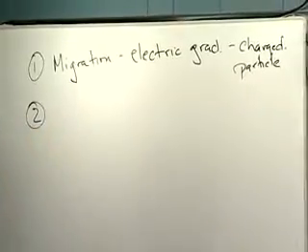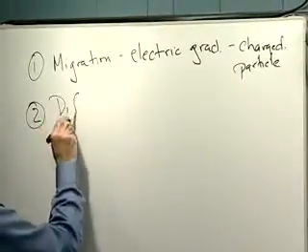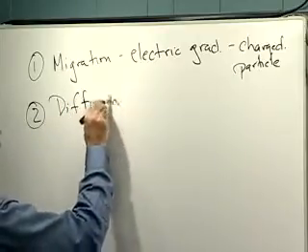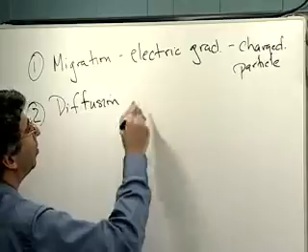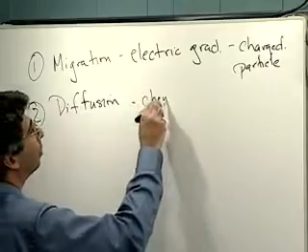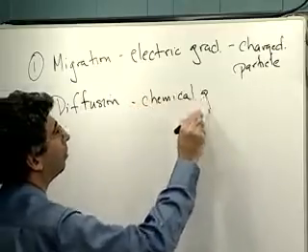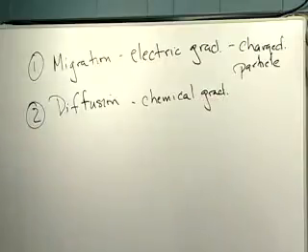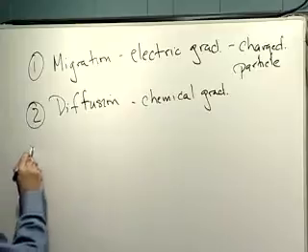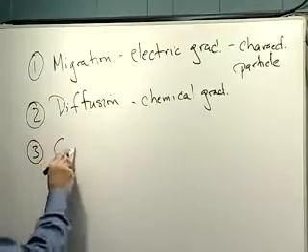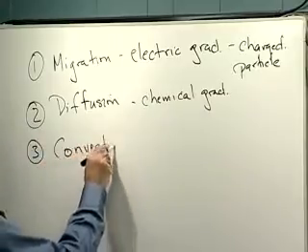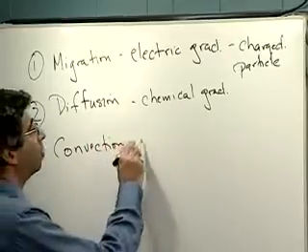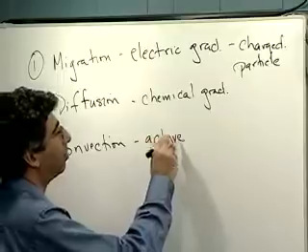Possibility number two is diffusion. Of course, that would now involve, instead of an electric gradient, a chemical gradient. And now we're just looking at changes in concentration. And the third possibility is convection. It is some sort of active transport. Lots of possibilities here.